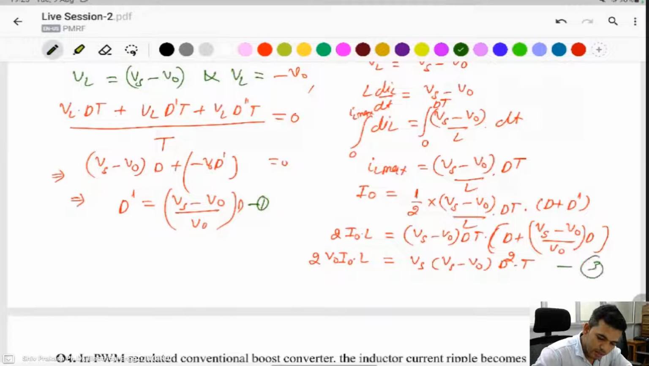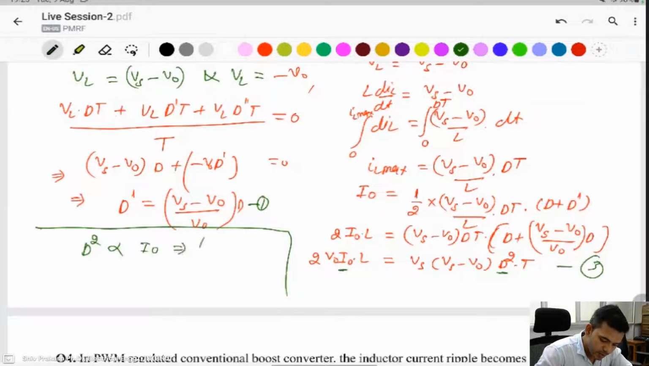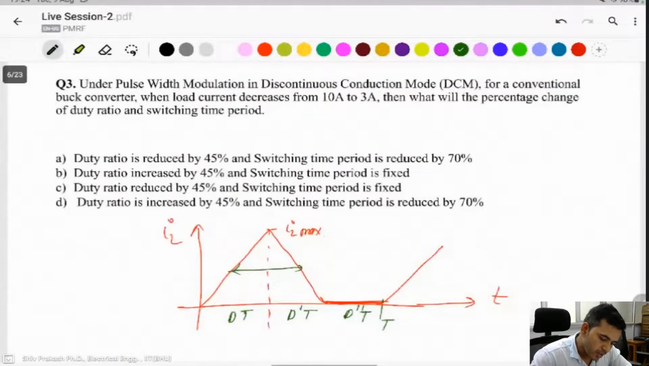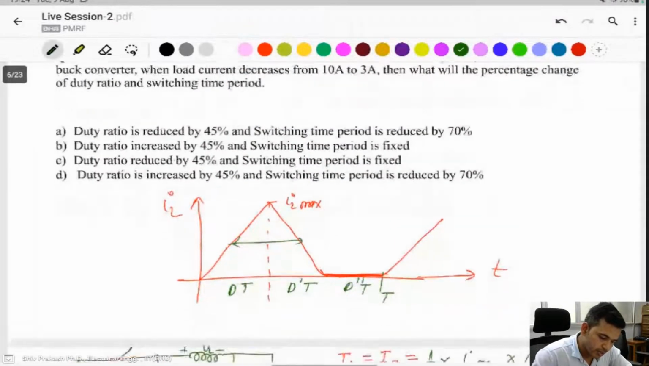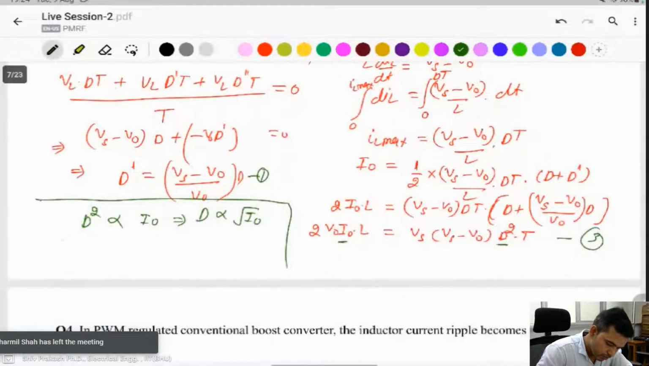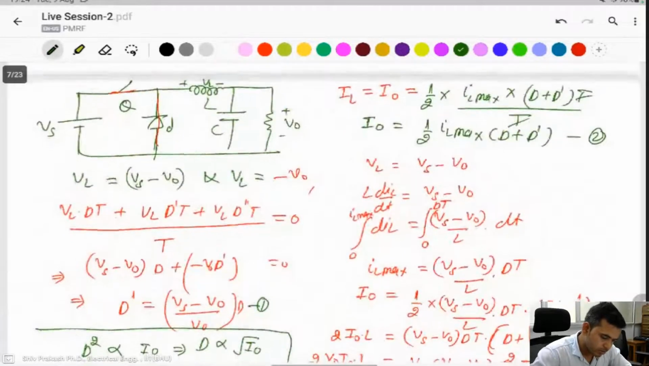Then you find d square is directly proportional to I naught here. It means d is directly proportional to root of I naught. Here it says that current is decreased from 10 ampere to 3 ampere. Then you apply here.